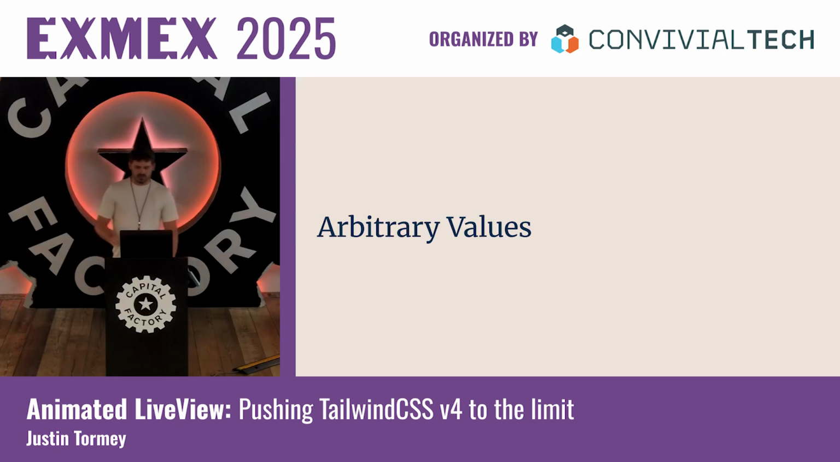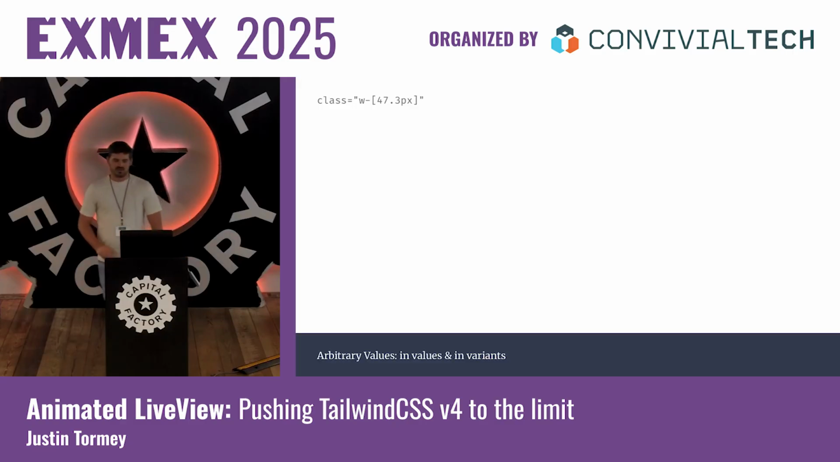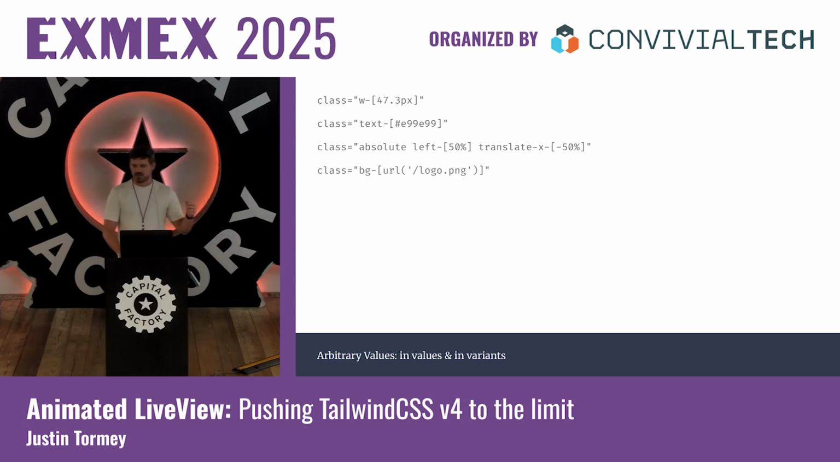Last, kind of more basic usage of Tailwind is arbitrary values. If you use square brackets, you can put whatever you want in a Tailwind class as a value. So this would give an element a width of 47.3 pixels, because that's what your designer asked for. This provides a custom color to some text. You can have percentages. You can have a custom background image using a URL.